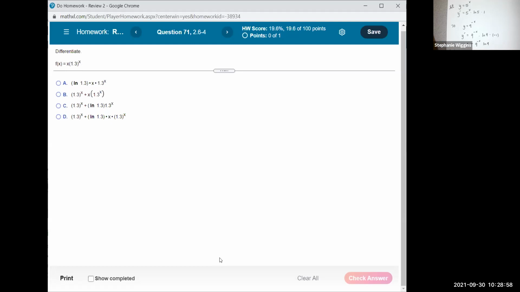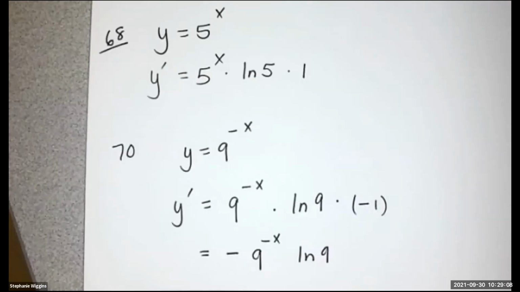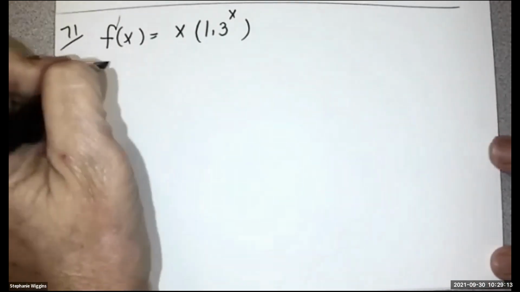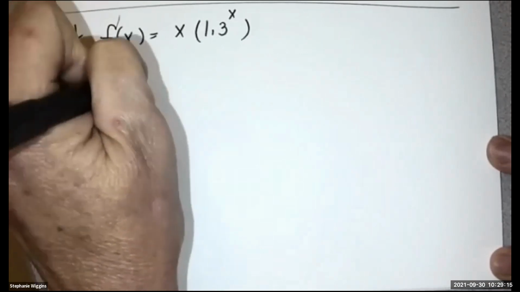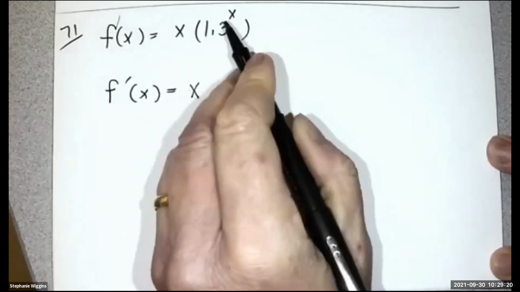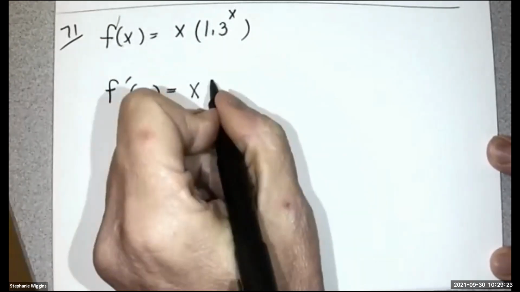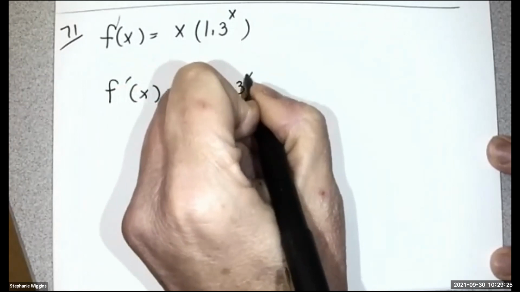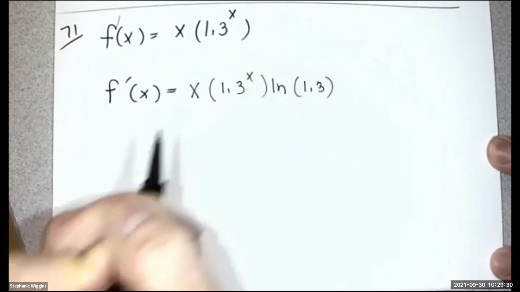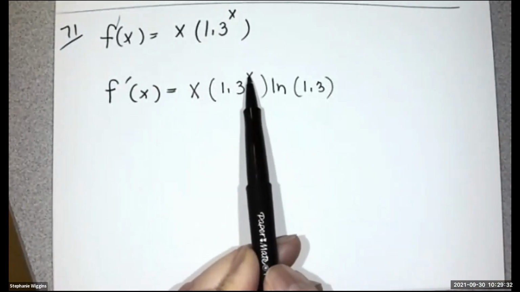f of x equals x times 1.3 to the x. Okay, this is number 71. We're going to use the product rule. So f prime of x: the first function is x times the derivative of the second. This is exponential. For the derivative, you copy what you see, multiply by the natural log of the base. In this case, it's 1.3. And then the chain rule, we just multiply by 1.